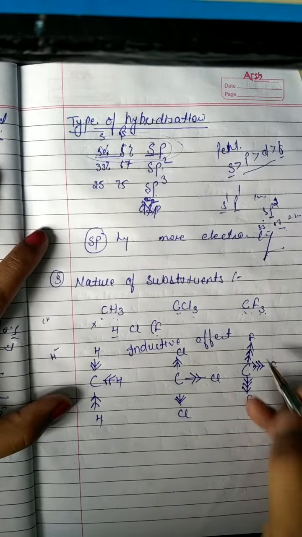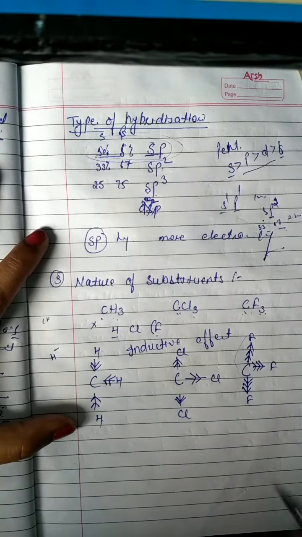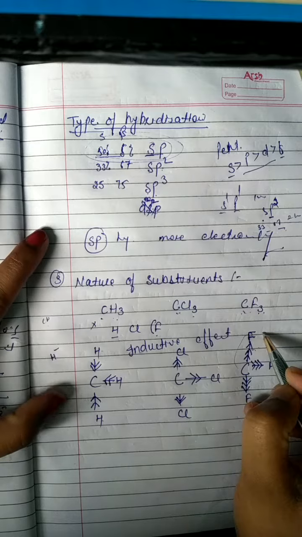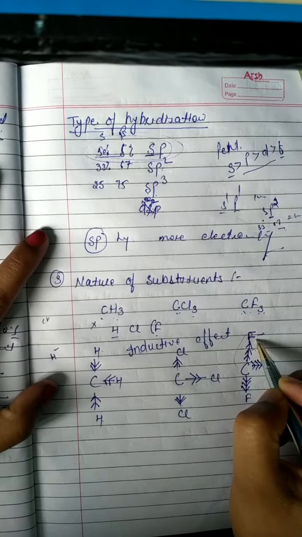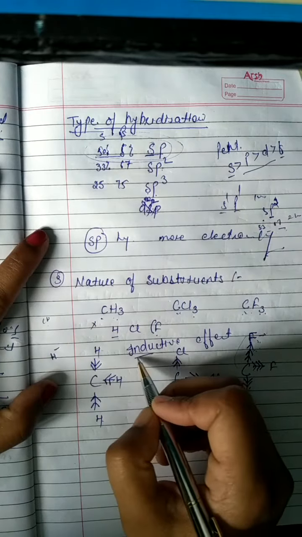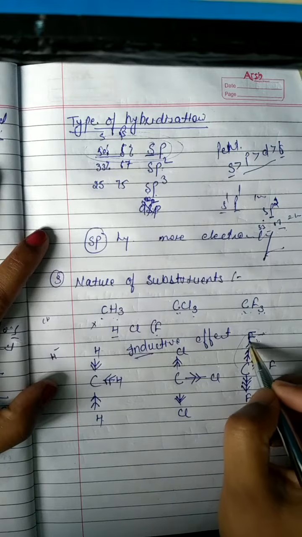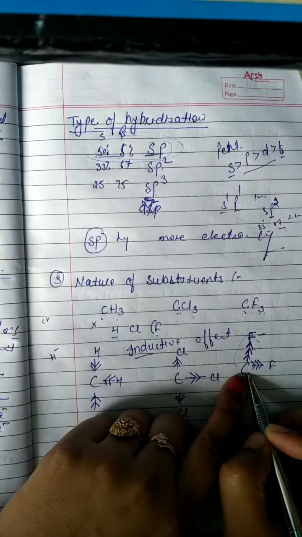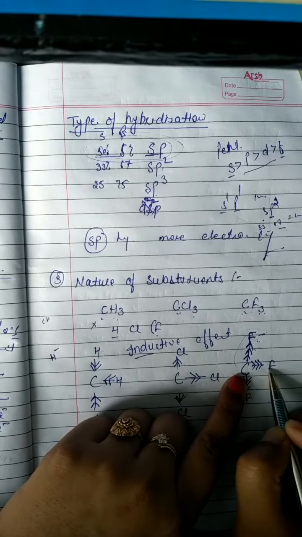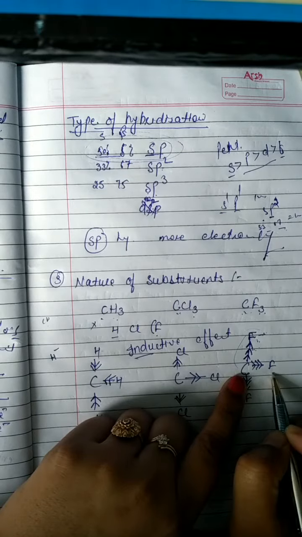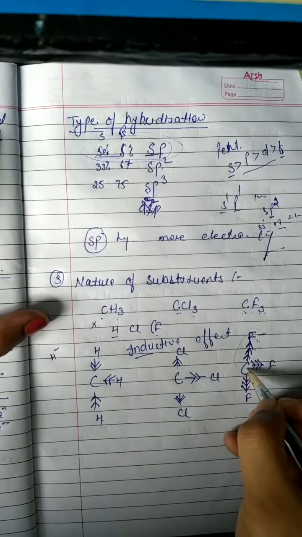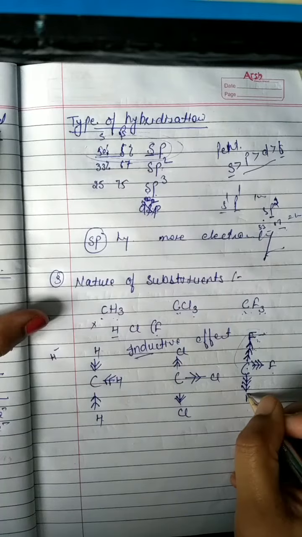Now, what is the inductive effect? That is attracting the electrons. Whichever substituent has a more electronegative nature, it has a more inductive effect. That element or atom has a greater tendency to attract the electrons towards itself. It means carbon will lose electrons, because fluorine wants to complete its octet. So in that case, electrons move from carbon to fluorine.